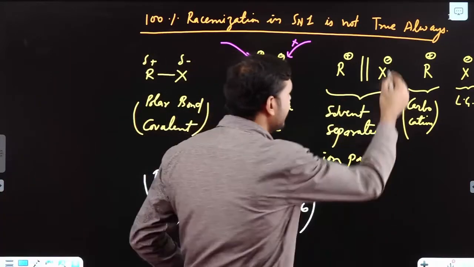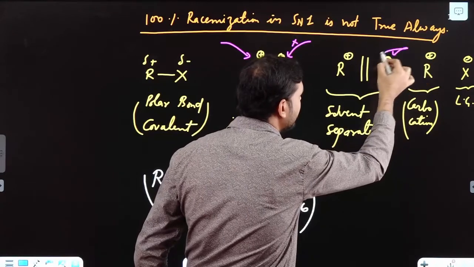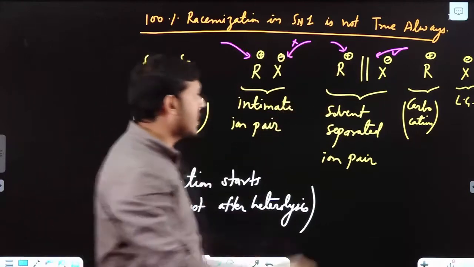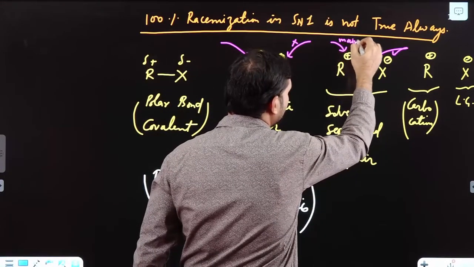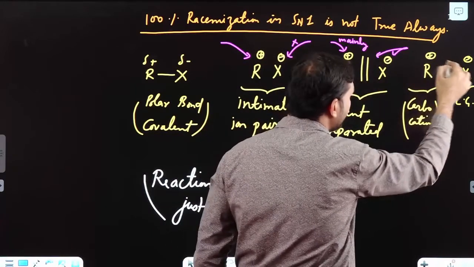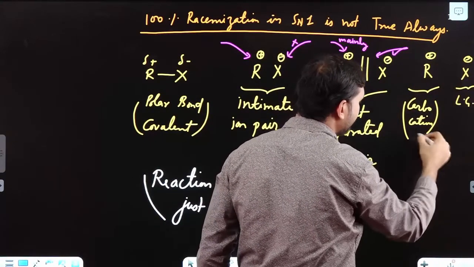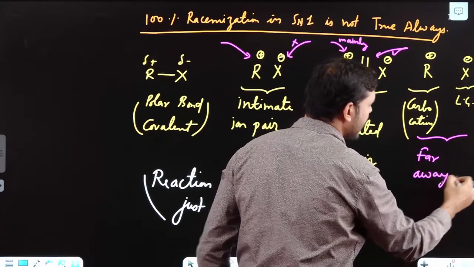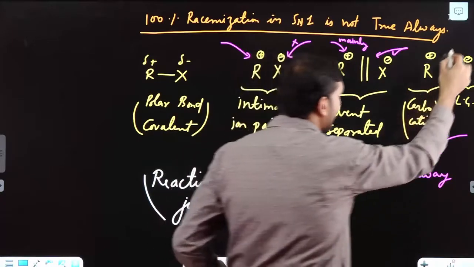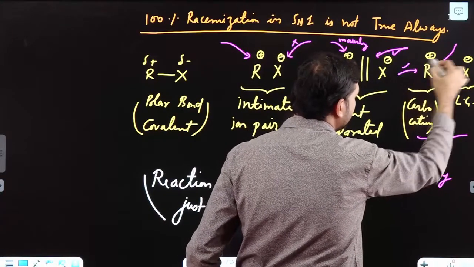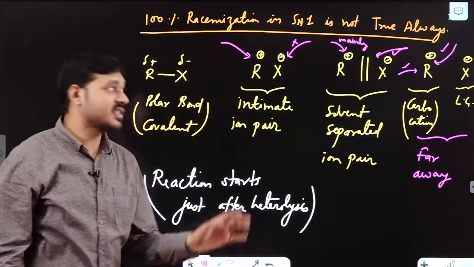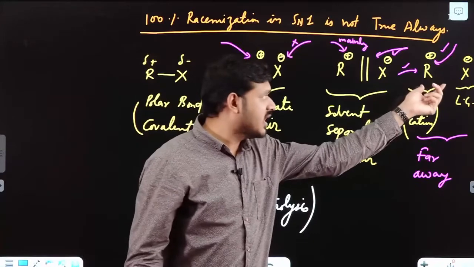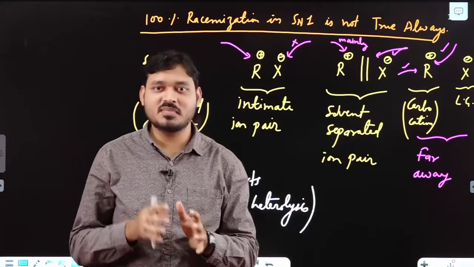Now let's see this side. So it cannot attack from this side, it will be hindered. Attack can occur from this side mainly. Now here you can understand, as they are far away from each other, attack can occur from this side or this side. This is also true, this is also true. And hence if attack is occurring, which generally happens in an SN1 reaction in this way, we say racemization or racemic mixture is obtained.